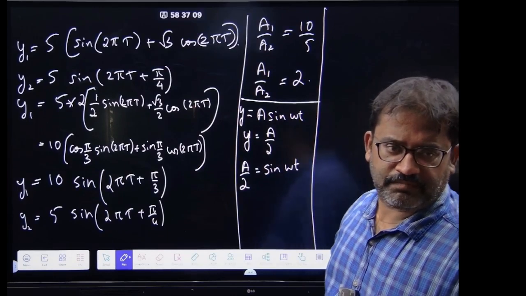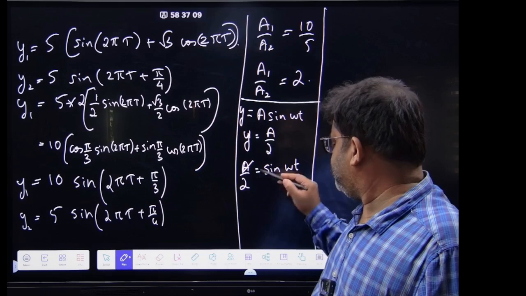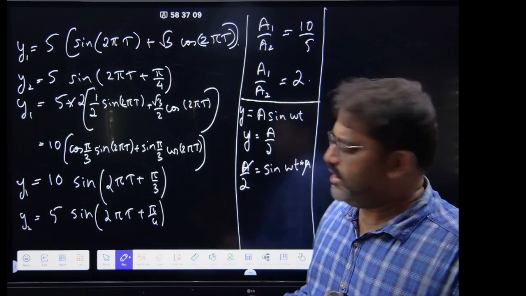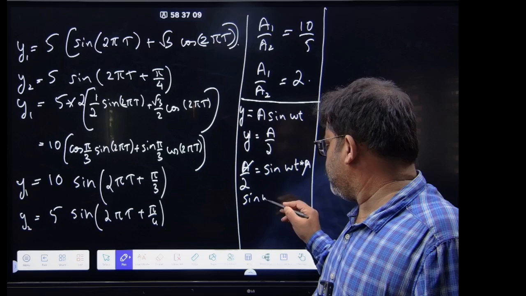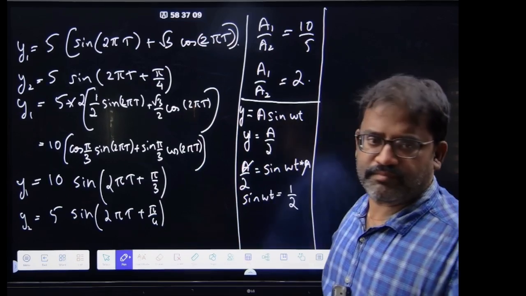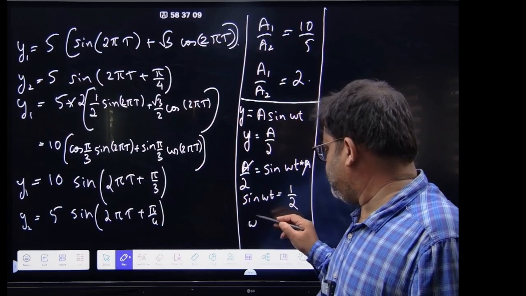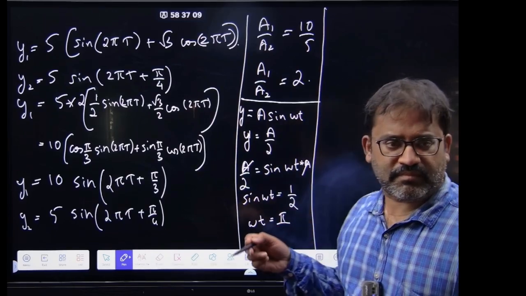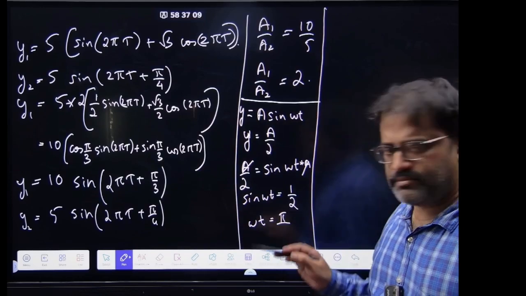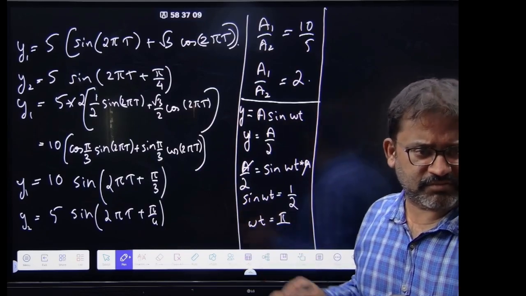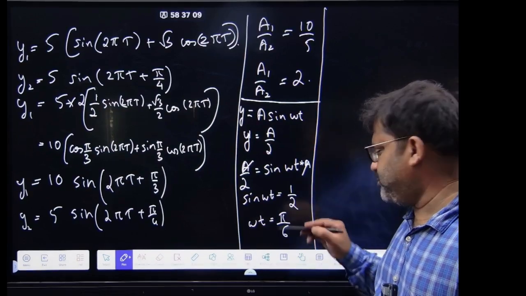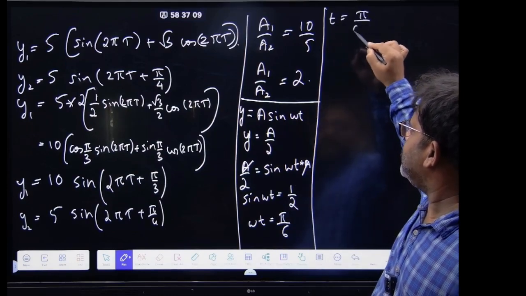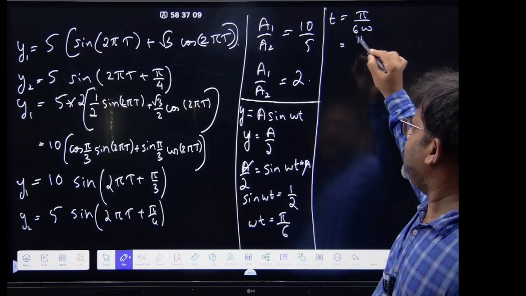What can I cancel now? A and A off. Okay, I think I forgot A here. That means sin ωt is equal to what now? 1 by 2. Correct? Then what is ωt equal to? ωt is equal to π divided by 3, sure? Or π by 6. π by 6 because it's 30 degree. Okay. So then what is t equal to? t is equal to π divided by 6ω.